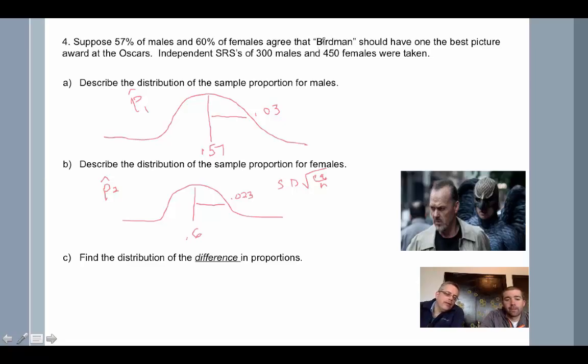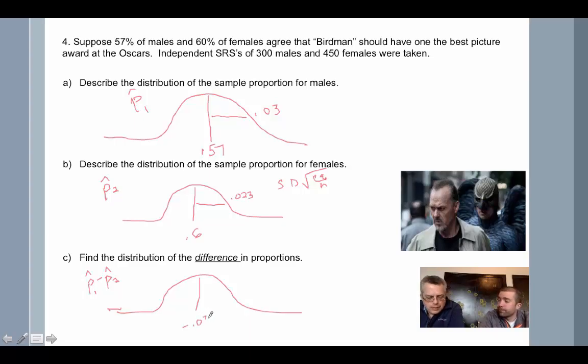Now, this is why we're talking about difference of normal curves. We have 2 normal curves here. P1 hat has a normal distribution. P2 hat has a normal distribution. So when we subtract them, it has a normal distribution. So this is P1 hat minus P2 hat. And the expected value would be what you get when you subtract those, which is negative 0.03.